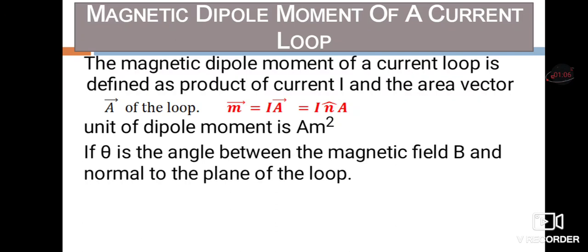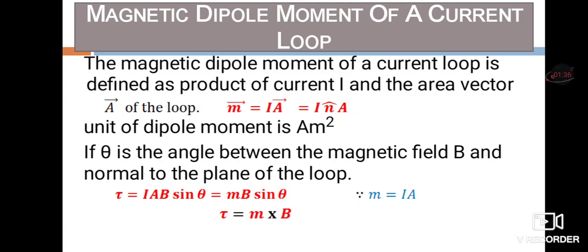So if theta is the angle between the magnetic field B and the normal to the plane of the loop, already in the previous case we have derived the expression for the torque. In that equation we got the torque tau is equal to IAB sin theta. So instead of IA, we substitute the magnetic dipole moment, that is MB sin theta, because M is equal to IA. Therefore torque tau is equal to MB sin theta, or we can write it as torque tau is equal to M cross B. Cross product means MB sin theta.